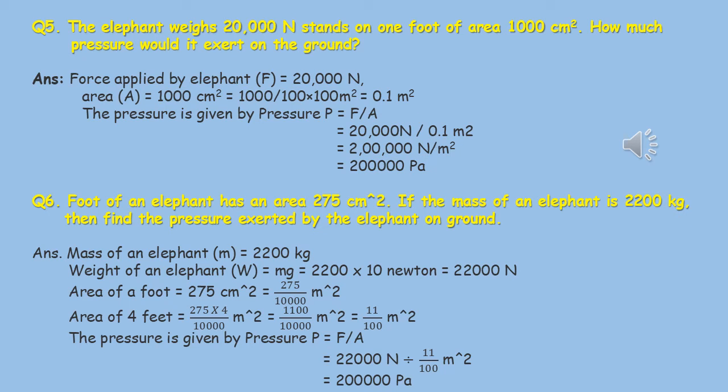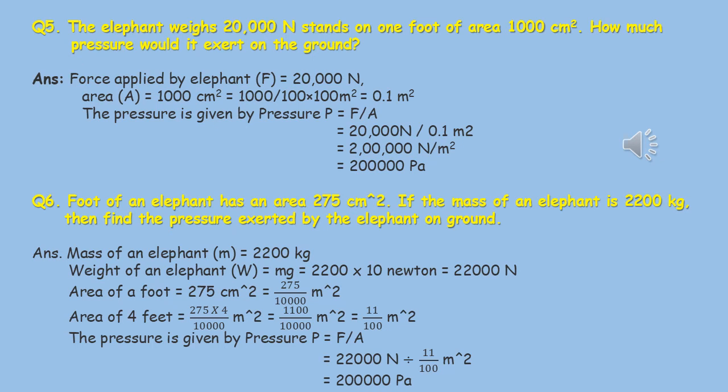The area of a foot is 275 centimeters square, that is divided by 10,000 to convert it into meter square. And how many feet does an elephant have? It has 4 feet. So the area of 4 feet will be 275 into 4 divided by 10,000 meters square. You can reduce it, you will be getting 11 by 100 meters square. Pressure is given by force by area. So 22,000 divided by 11 by 100. The final answer we are getting is 2 lakhs Pascal. 2 lakhs Pascal here also we are getting.